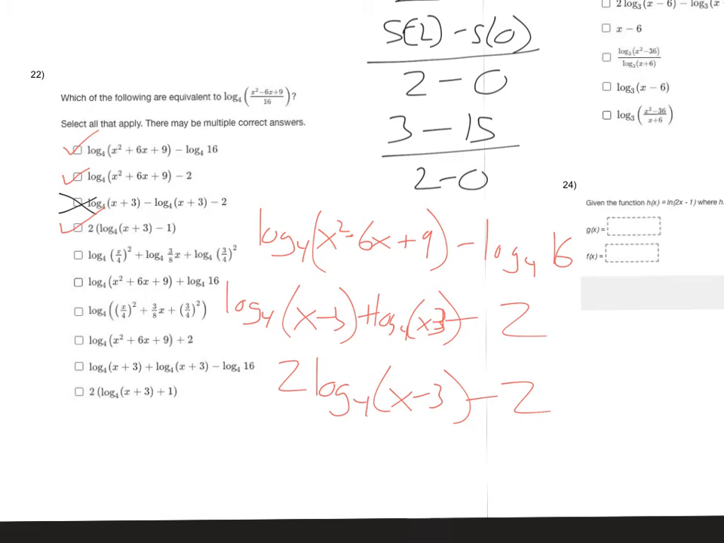In this next choice, it looks a little bit crazy with all these fractions here, but because we had a monomial in the denominator originally, you can just divide each individual term by 16. And so this is x squared over 16 minus 6x over 16 plus 9 over 16. And that's totally fine. You can divide each of those things up individually like that.